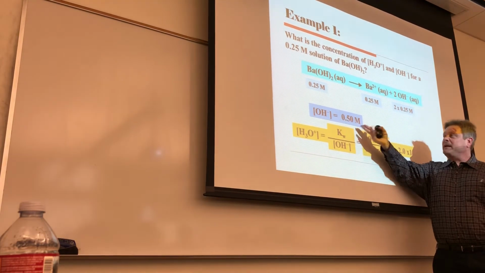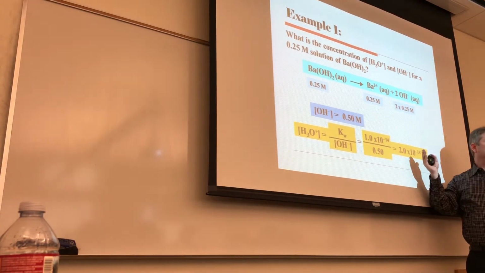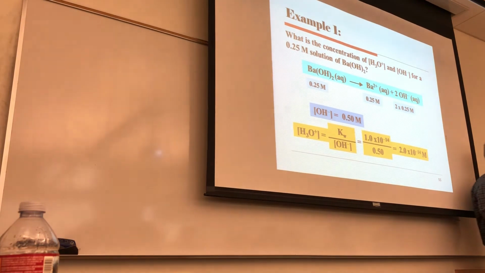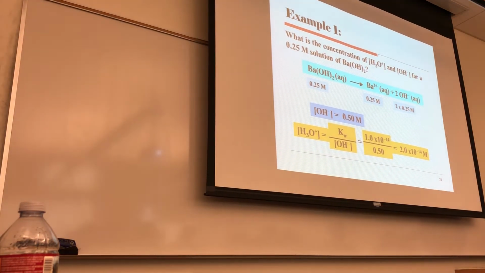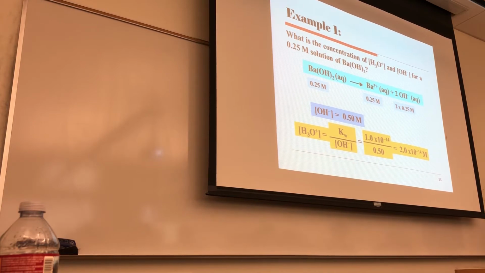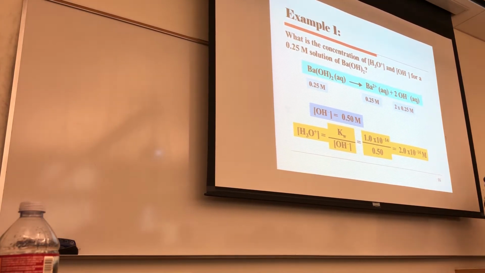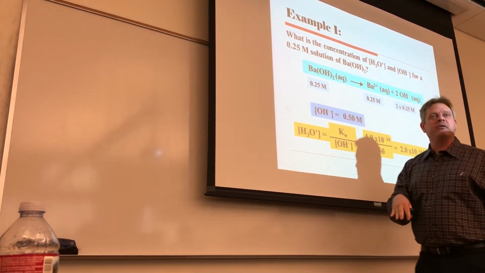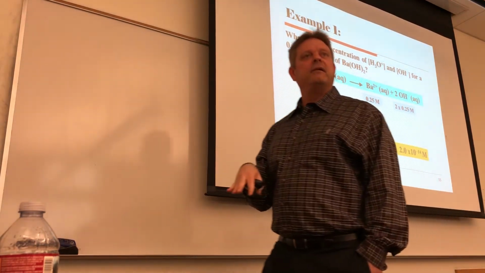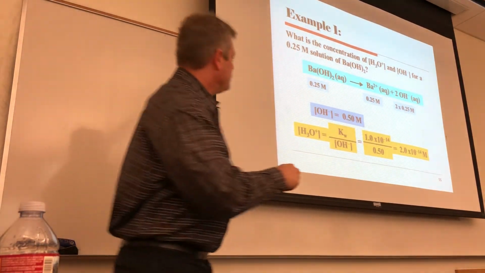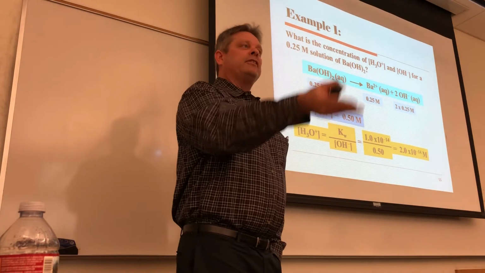It's greater, which means that this one has to be less than... which means what kind of solution do I have? Basic, absolutely. So I can determine from this, whichever one is above 1.0 times 10 to the minus 7, that's the type of solution I have. If I have less than that, then that's not the one I have. Since the hydroxide is greater, therefore I have a basic solution.